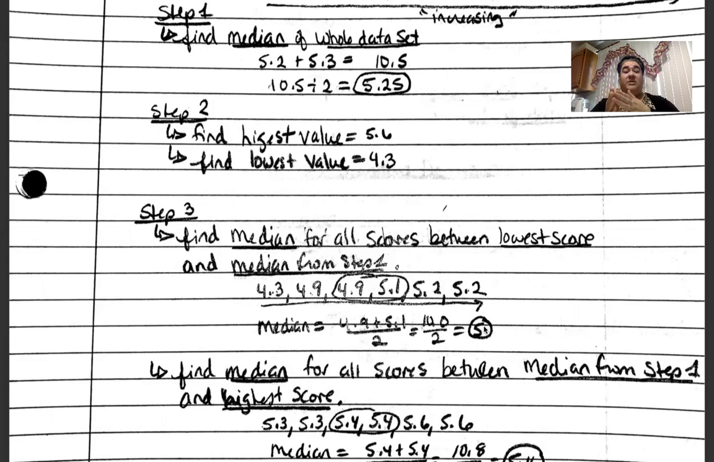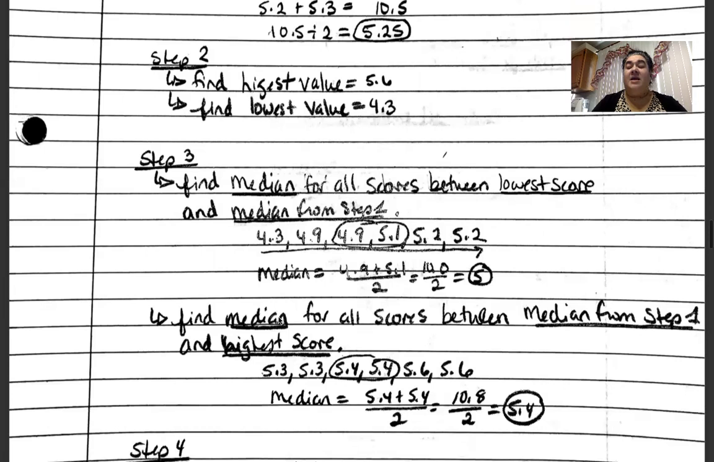Then you're going to find the median for all the scores between the median of the data and the highest value score, okay? So once again, here is the first value above the median of the overall set and all the way to the highest value of the data set. And I'm going to find the median between these scores. Once again, they're even. So once again, I have two scores in the middle. I'm going to add them together, divide by two, and I get 5.4 is the median for this higher 50% of data, right?